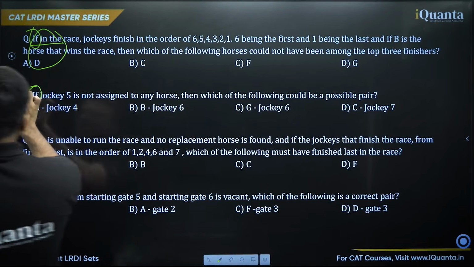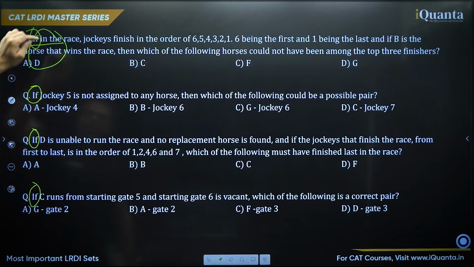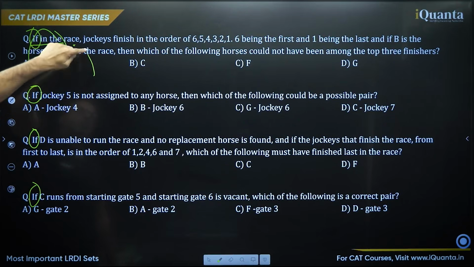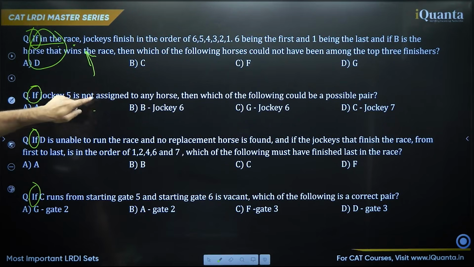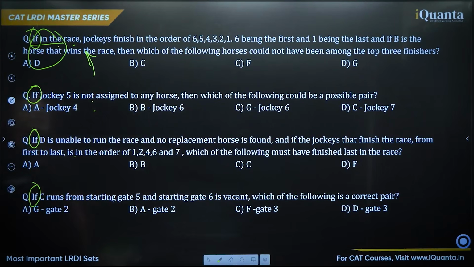So I'll just repeat. Use all this information in each of the questions, but the information given in a particular question is only for that question, cannot be used for the next one unless mentioned otherwise. Just be careful for that.